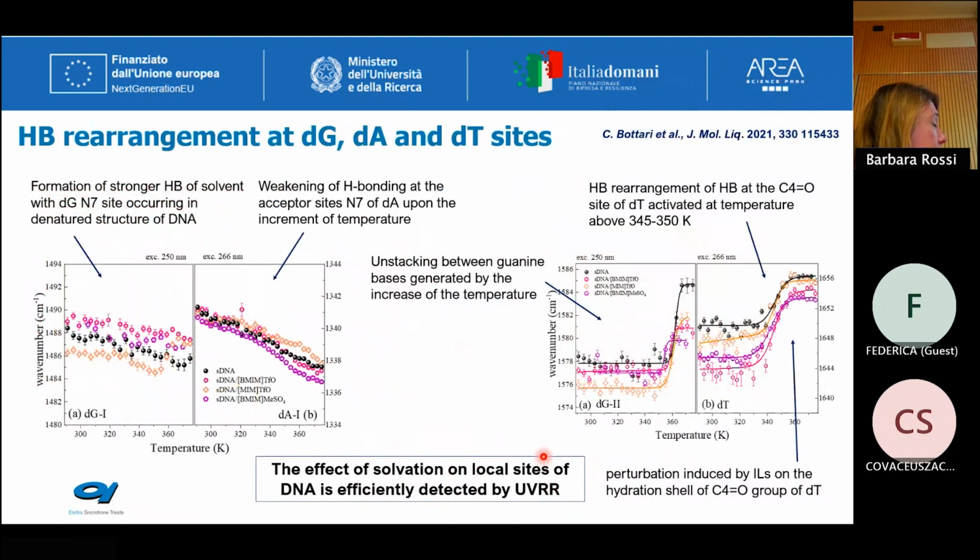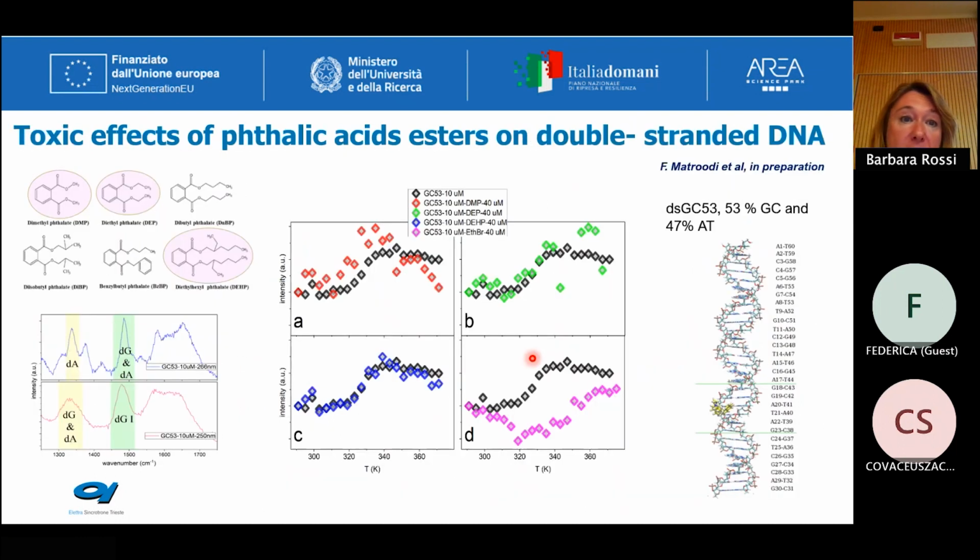Here we can extract other local information on the hydrogen bond, for example, on the different effect of the solvation on local sites of the DNA by looking at the frequency position of some specific bands associated to the guanine, adenine, or thymine nucleobases, for example. And also in this case, it's of fundamental importance, the possibility to change the excitation wavelength in order to identify specific spectroscopic markers in the spectra.